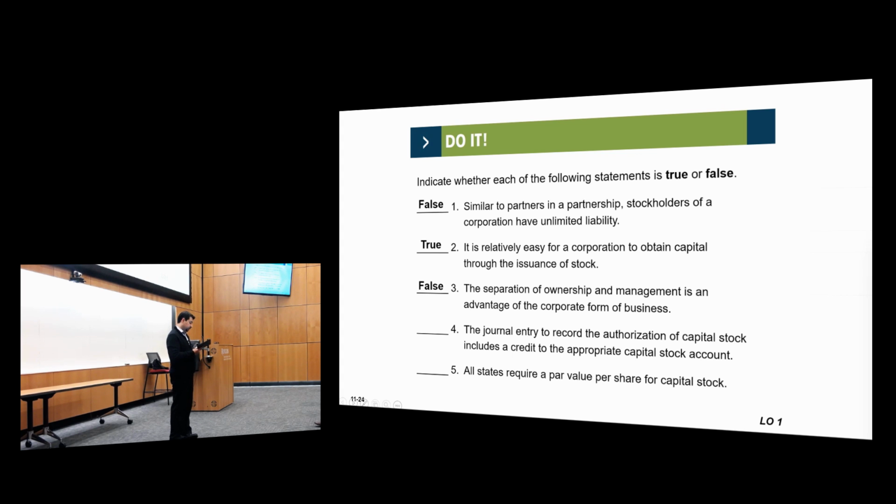It's a disadvantage. The journal entry to record the authorization of capital stock includes a credit to the appropriate capital stock account. So what? False. Remember, the authorization of capital stock will not have a journal entry. It's when the company actually issues the stock. All states require a par value per share for capital stock. Okay.